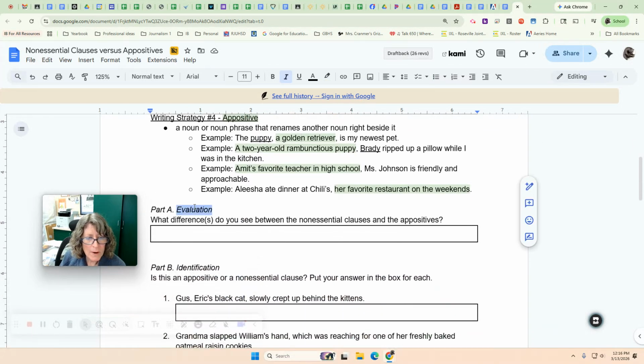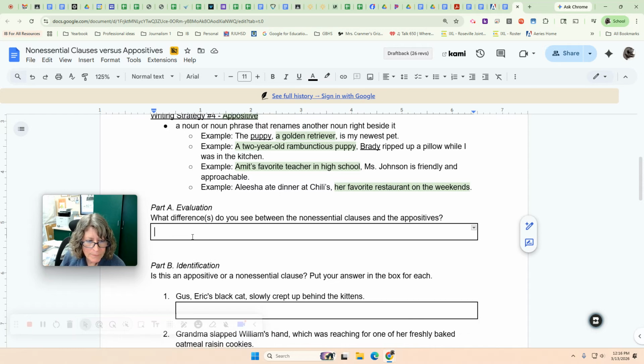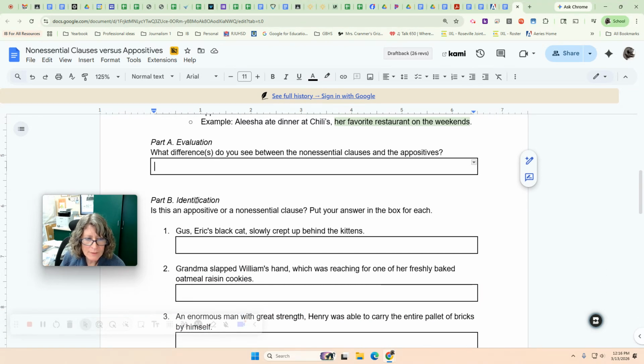So for part A, you're going to list the differences you see between the non-essential clauses and the appositives. And then for part B, you're going to decide, is this an appositive or a non-essential clause?